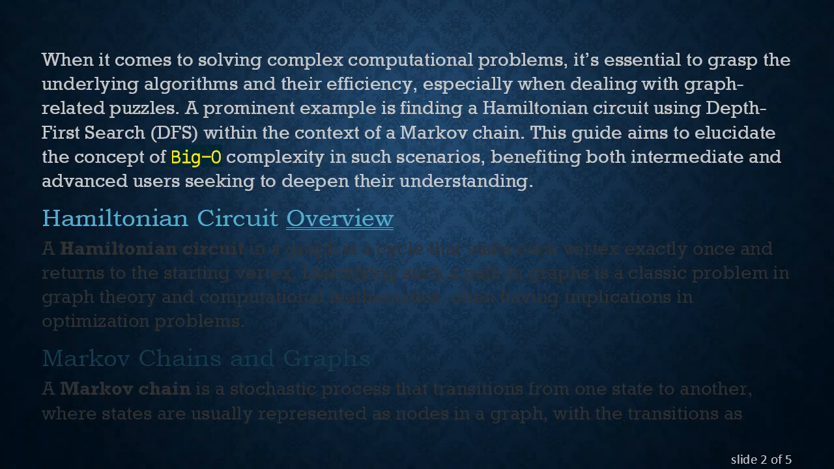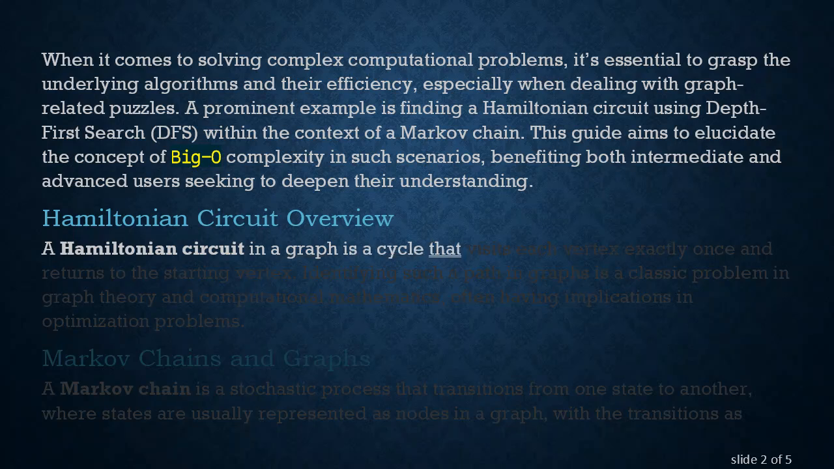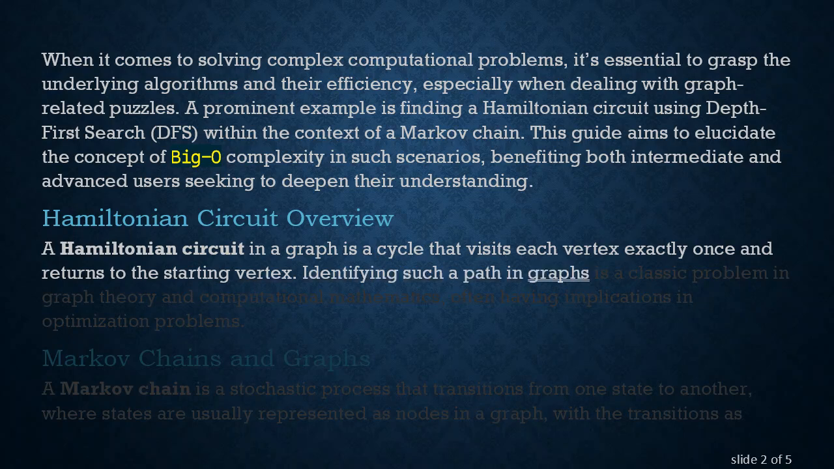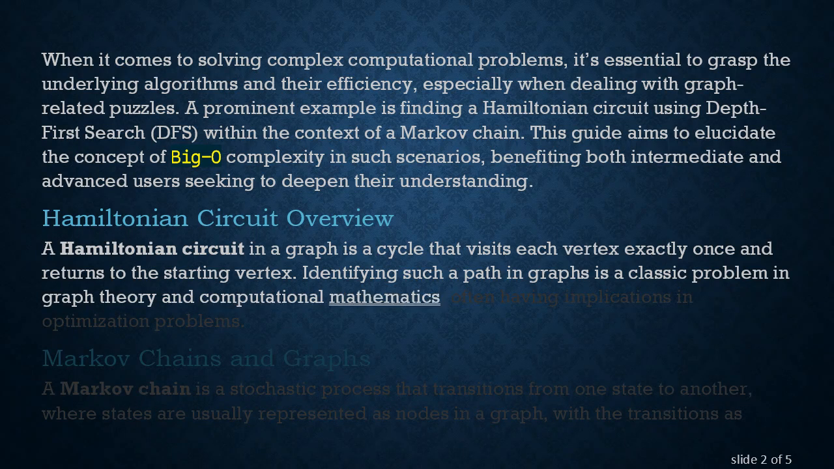Hamiltonian circuit overview. A Hamiltonian circuit in a graph is a cycle that visits each vertex exactly once and returns to the starting vertex. Identifying such a path in graphs is a classic problem in graph theory and computational mathematics, often having implications in optimization problems.